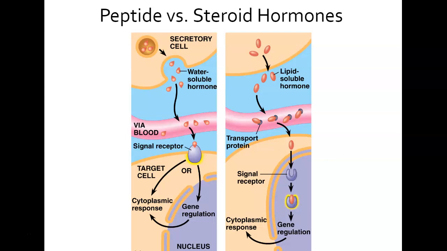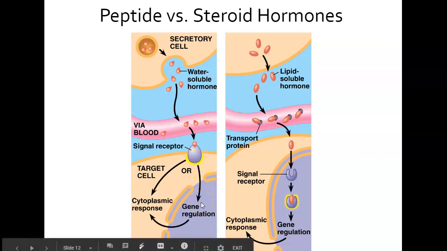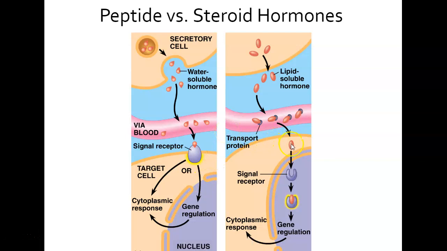Here's a picture of what that might look like. So on the left, you can see peptide hormone. On the right, you can see steroid hormone. The peptide one goes through the bloodstream and has to bind to a receptor in the membrane, and it can immediately target cytoplasmic proteins, or it can potentially, eventually make its way and do some gene regulation. Whereas the lipid-soluble ones themselves go through the membrane to an intracellular receptor and then can affect gene regulation and eventually trigger a cytoplasmic response.